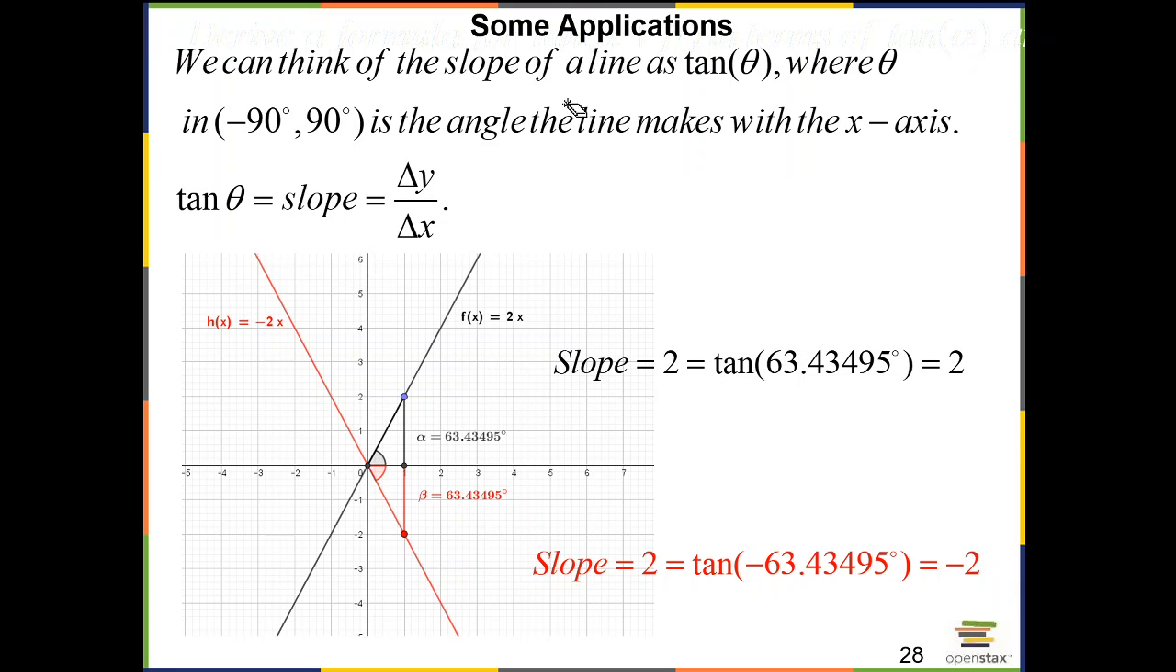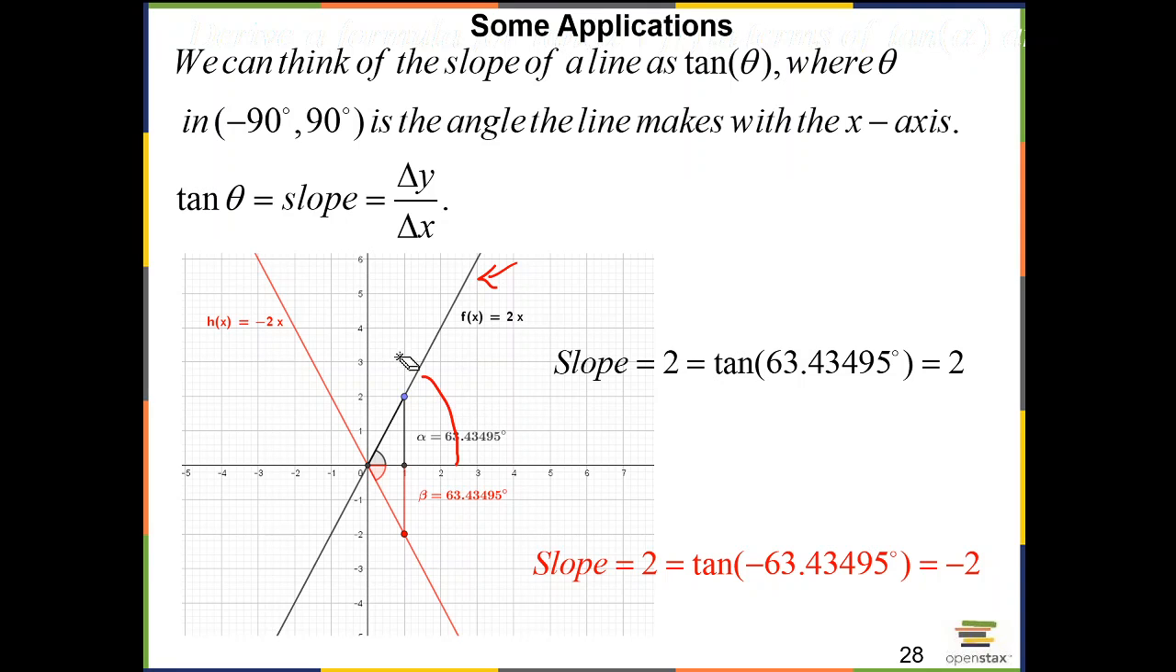We can think of the slope of a line as tangent theta, where theta in negative 90 to 90 is the angle that the line makes with the x-axis. For example, let's say in algebra we have a line f of x equals 2x, this line right here. Now, in negative 90 to 90, what angle does it make with the x-axis? Well, this one, right? Now, you might say, is this angle? And I say no, because I said from negative 90 to 90. So you cannot pick this one. You have to pick this one, right?